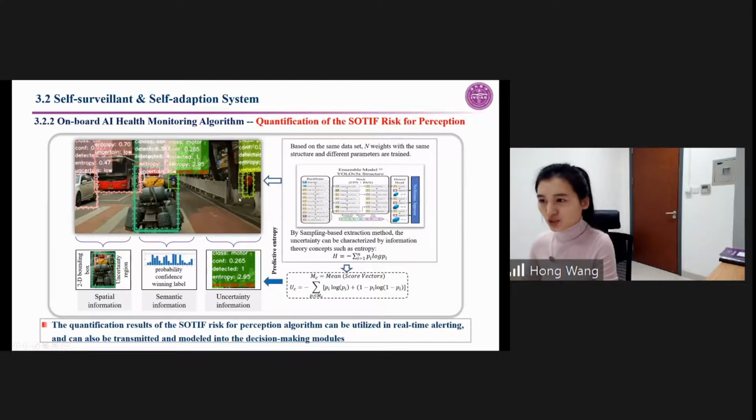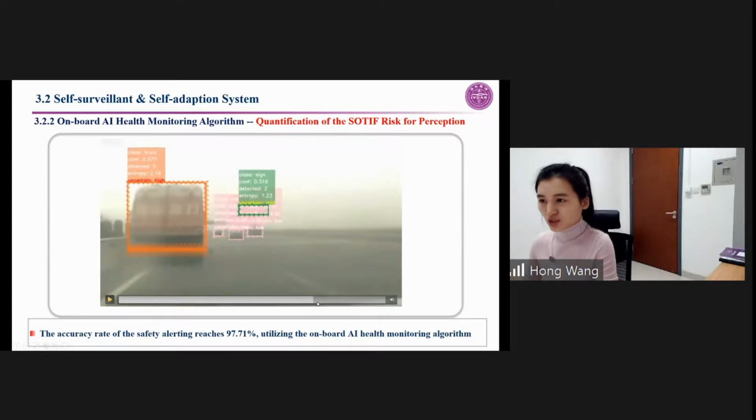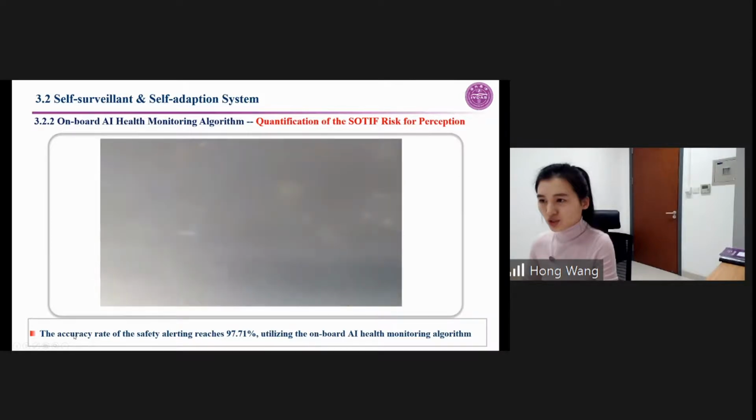So let's see the accuracy of the safety alert. We can see that before the vehicle crashed into the construction vehicle, or the big truck, the uncertainty was shown to be high. Just imagine if we implement this technique into our ADAS system or ICV, it can make the alert in advance and try to prevent this accident, right? The accuracy rate of the safety alert reaches 97.71% when utilized in the onboard AI health monitoring algorithm.